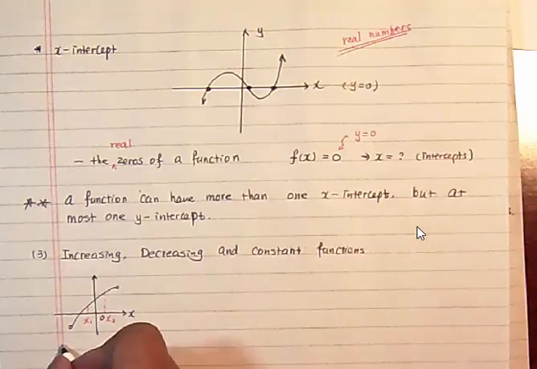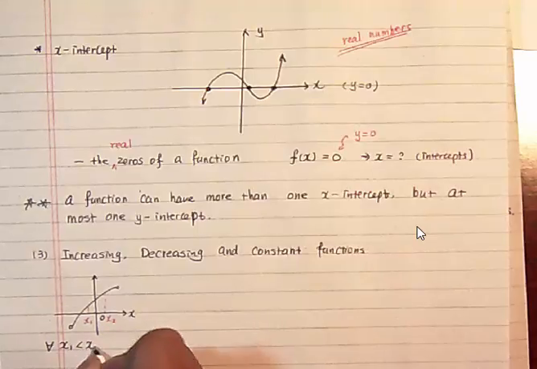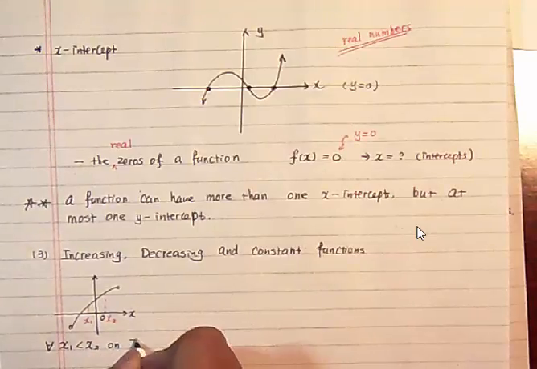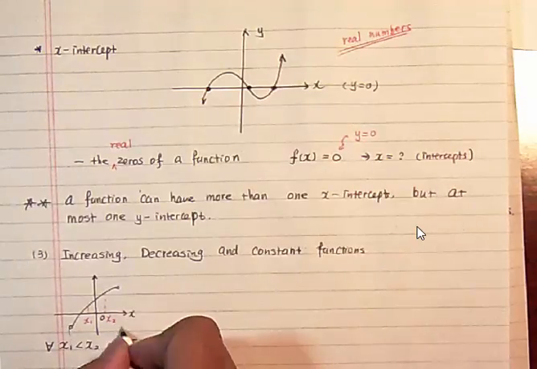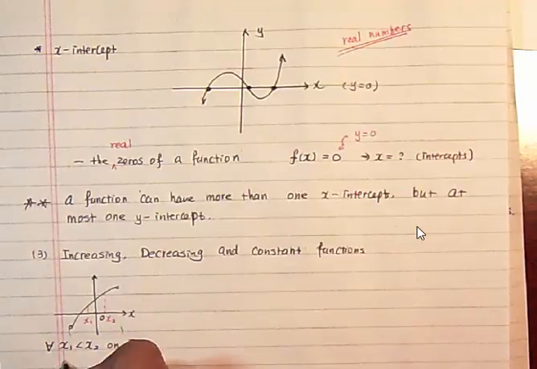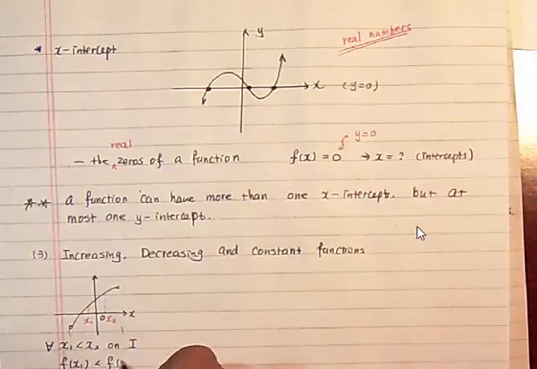We say that for every x1 less than x2 on this interval, let me call this interval I, the output f of x1 is always less than f of x2, no matter what x1 and x2 are, as long as x1 is less than x2. Then we say that f is increasing on this open interval I.